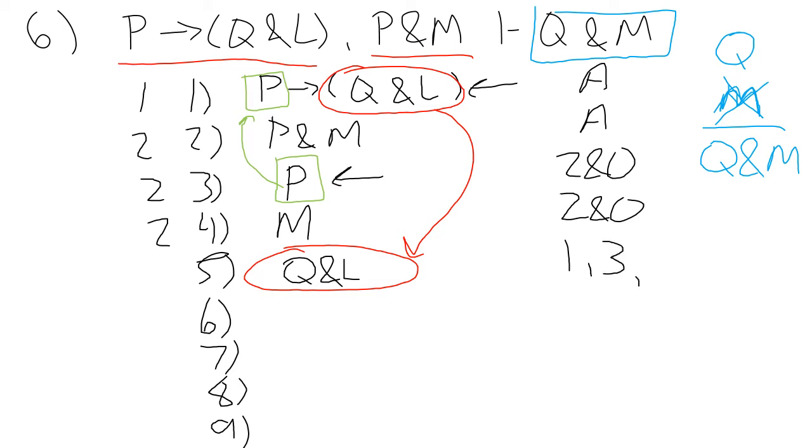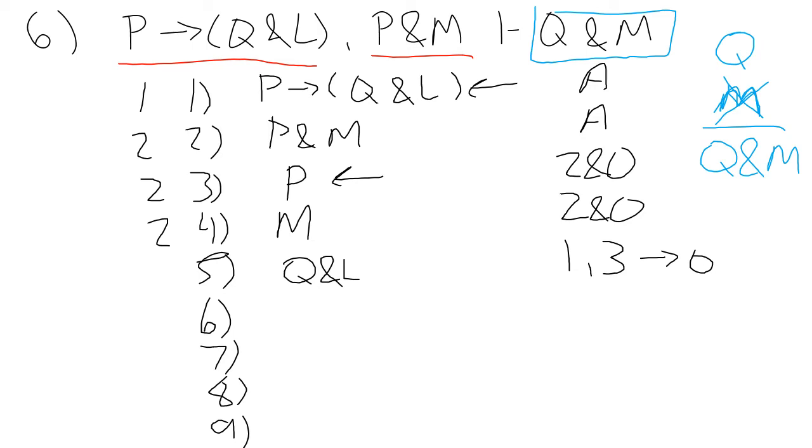And then what am I doing? I'm removing the arrow in line 1. I'm getting rid of this thing right here. So it would be 1 and 3, arrow out. And what are the premises associated with 1? What are the premises associated with 3? Those are 1 and 2.